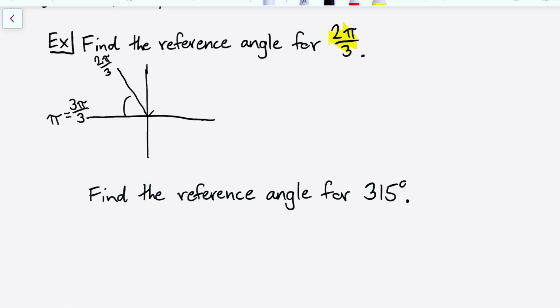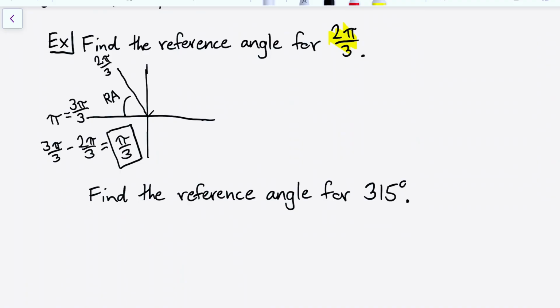What is the reference angle? This is the reference angle. And we can find that by taking 3 pi over 3 and subtracting 2 pi over 3, and we get pi over 3. This is the positive angle between 0 and 90 degrees. That is our reference angle.